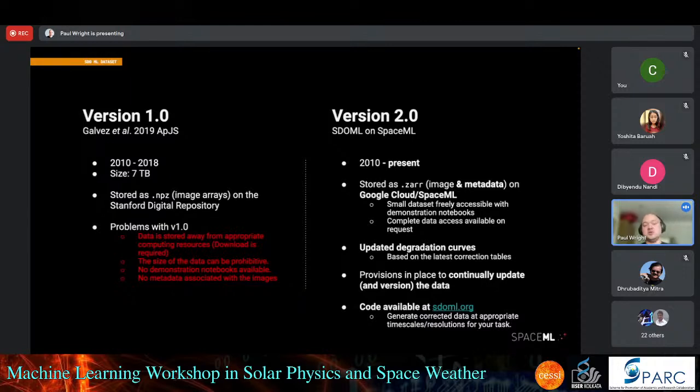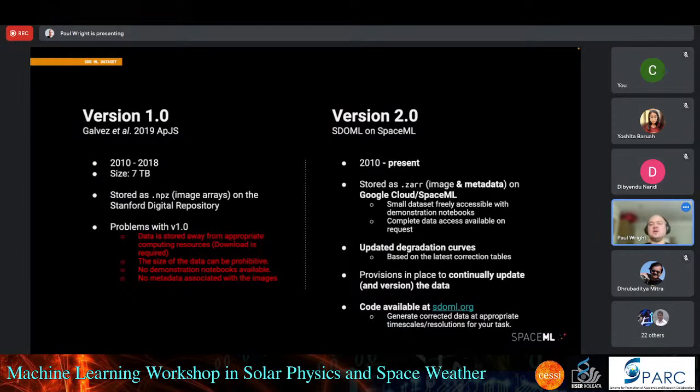There were no demonstration notebooks available. And importantly, there was no metadata associated with these images. One of the great things about scientific data from SDO is that you have both the images and metadata information. So what we've done is we've generated version 2, and we call this SDOML on SpaceML. So we've hosted this on spaceml.org, which I'll discuss in a bit.